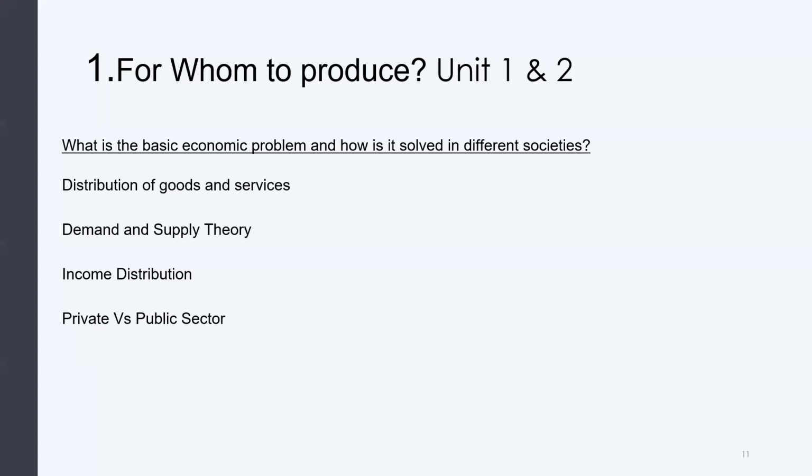Or we're going to say there's wheat here, it goes for 10,000 per ton. Anyone who wants it, give us the money. If you don't have the money, go away. How are we going to distribute these resources, right? So that's the question of for whom to produce.